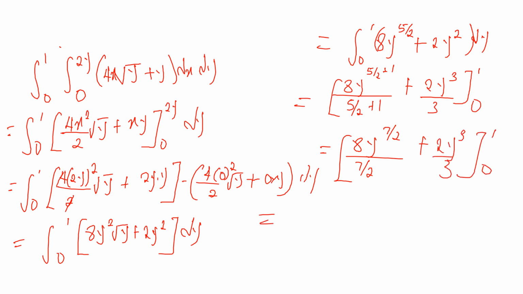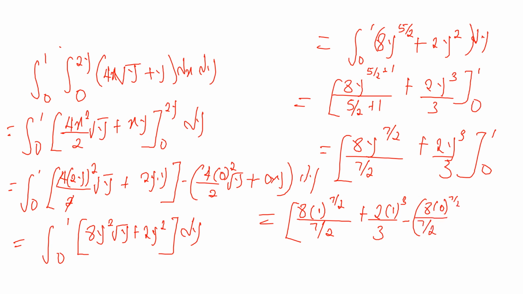If you put in your boundary, you are going to have 8 into 1 raised to the power of 7 over 2 over 7 over 2 plus 2 into 1 raised to the power of 3 over 3, minus, open another bracket, we're going to have 8 into 0 raised to the power of 7 over 2 over 7 over 2 plus 2 into 0 raised to the power of 3 over 3. Then you are left with 8 divided by 7 over 2 plus 2 over 3.